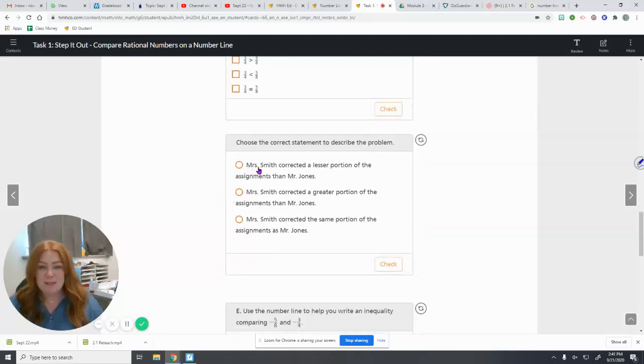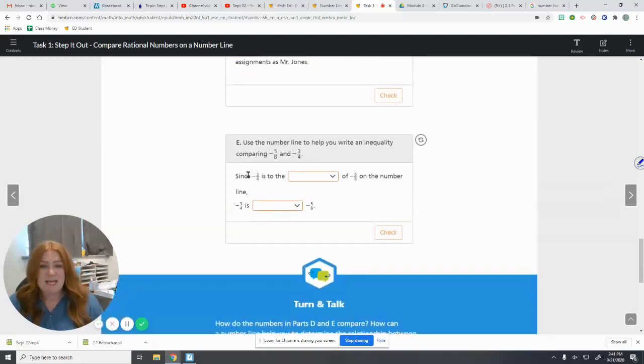So we know Mrs. Smith corrected more. Mrs. Smith corrected less, we know is not true. Mrs. Smith corrected more. That sounds good so far. More of the assignments than Mr. Jones. Sounds good. Mrs. Smith corrected the same. The only one we know to be true is that she did more than Mr. Jones. And then E asks us to write an inequality.